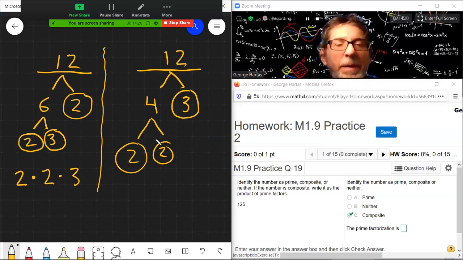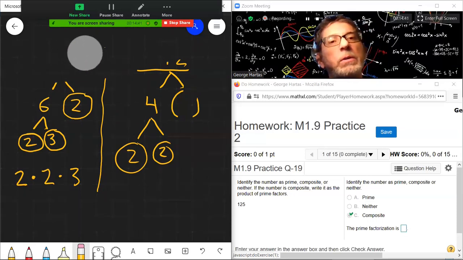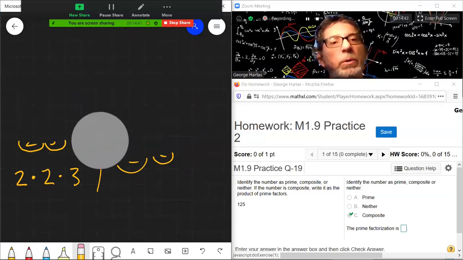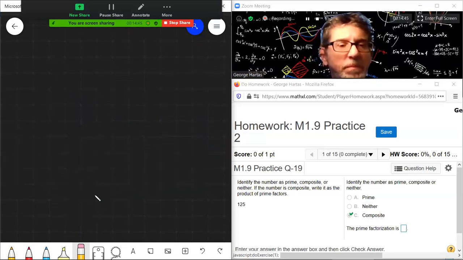So the nice thing about the factor tree is that it does not matter which numbers you choose for the branches, you'll wind up with the same prime numbers at the very end. All right, so that's the concept of using the factor tree. So let's go back to our original problem and see if we can figure it out.